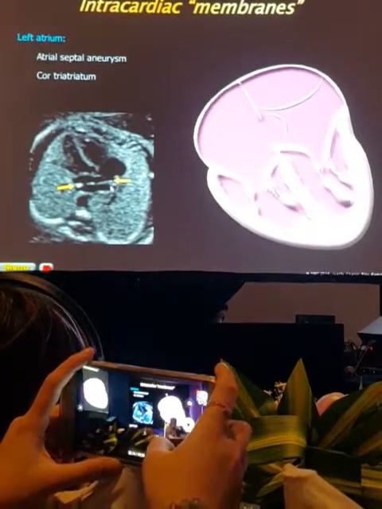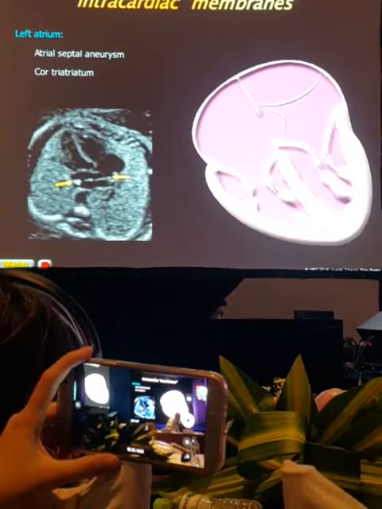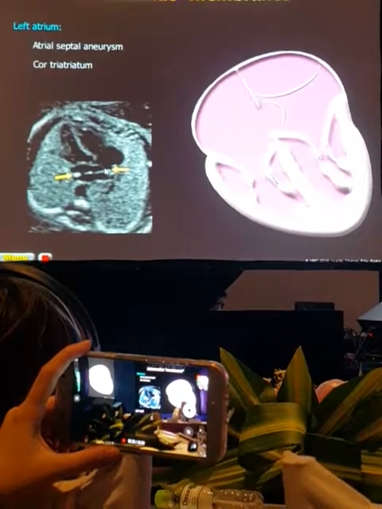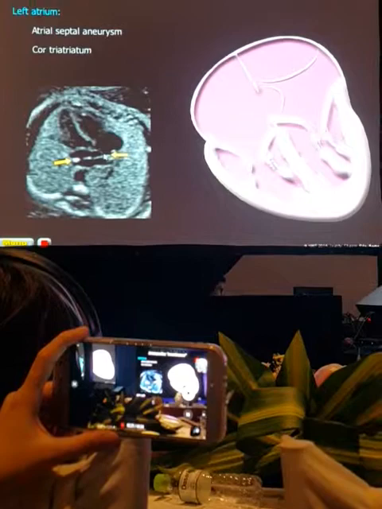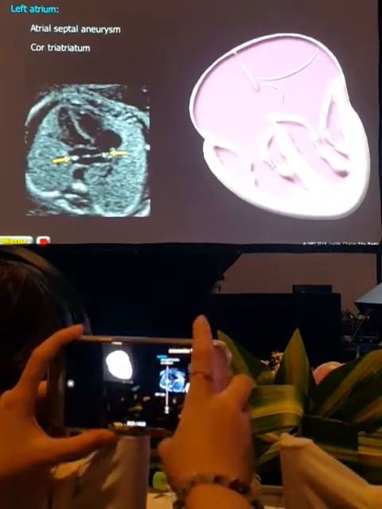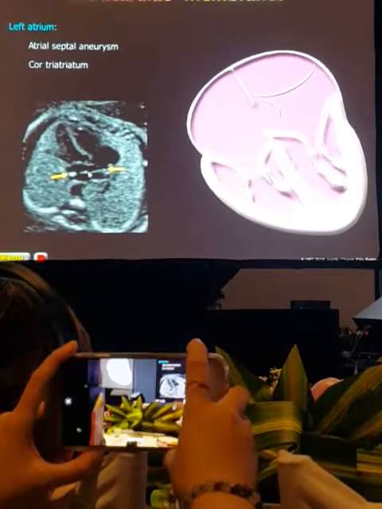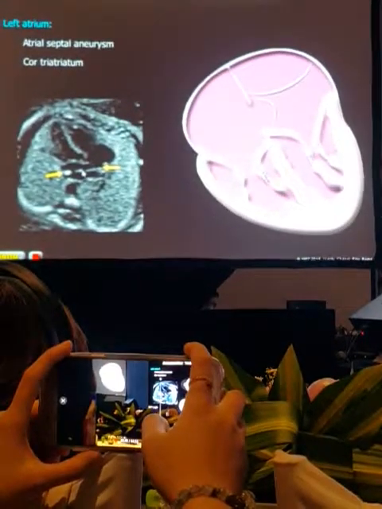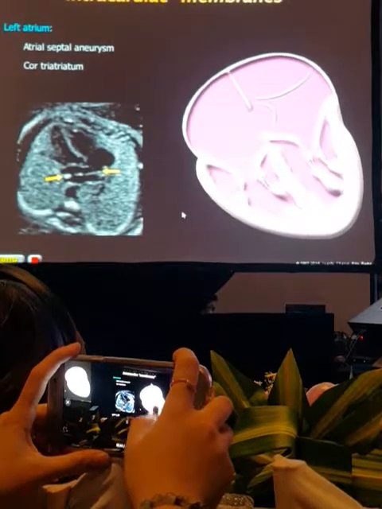Another one you can see is cor triatriatum. Remember I told you about the pulmonary veins joining the back of the left atrium, and sometimes you can see this remnant of a membrane over here. Now, in the fetus, this is usually not a problem because the fetal lung circulation is low flow, not small flow. But when the baby is born, the patent orifice here may be restricted, and so this baby may develop cor triatriatum. So those babies need to be rescanned after birth.